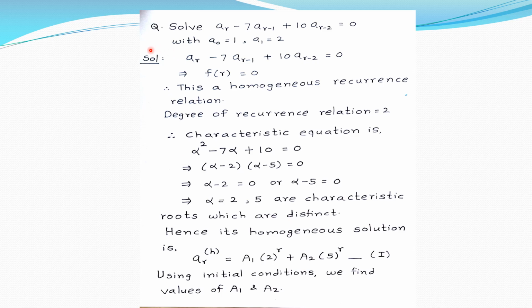Now see the question. Solve AR minus 7 AR minus 1 plus 10 AR minus 2 equal to 0 with A0 equal to 1 and A1 is equal to 2. So these are the initial conditions.